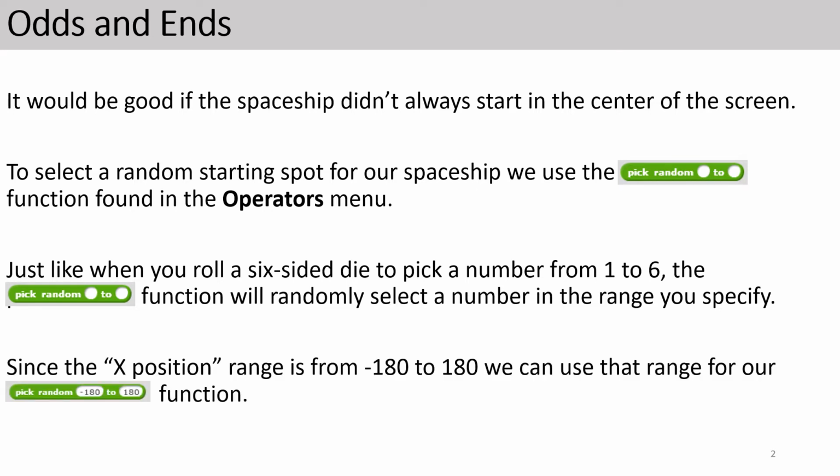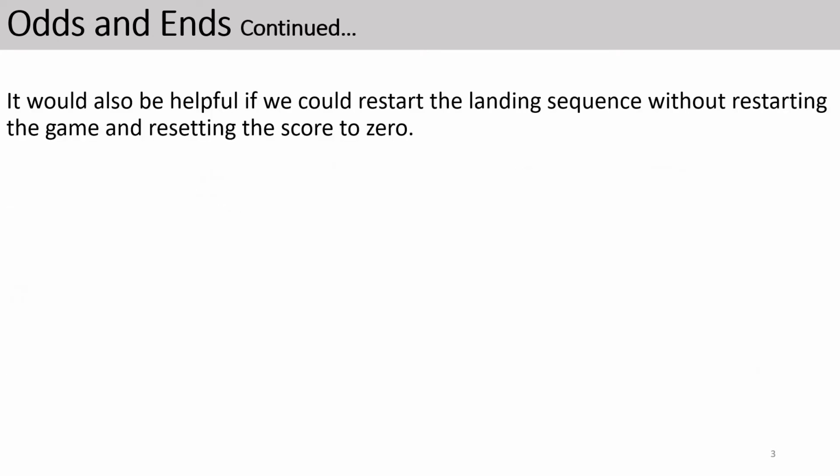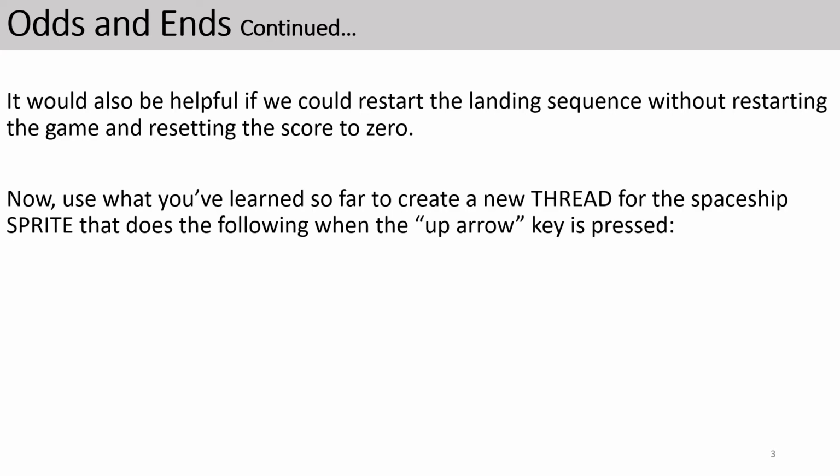Since the X position range is from -180 to 180, we can use that range for our Pick Random function. It would also be helpful if we could restart the landing sequence without restarting the game and resetting the score to 0.